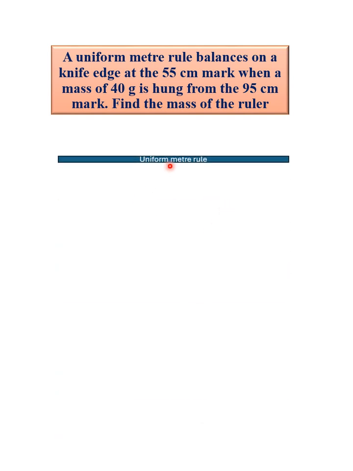So this is the uniform meter rule. We are told that it balances on a knife edge at the 55 centimeter mark. So we have a knife edge 55 centimeter from the start of the meter rule. The meter rule was balanced on the knife edge. Then a mass of 40 gram is hung from the 95 centimeter mark. So here we have a mass of 40 gram hung from the 95 centimeter mark. If this is 55, then obviously if you add 40 centimeter to it, it will give us the 95 centimeter from which the 40 gram mass was hung.